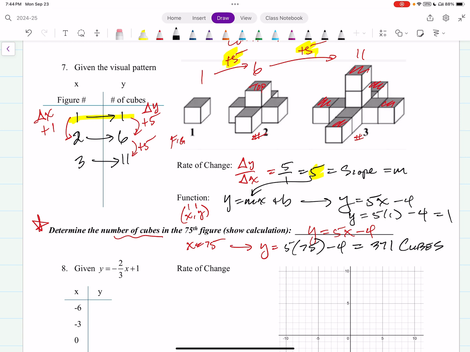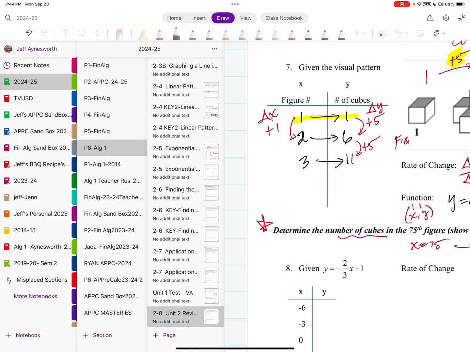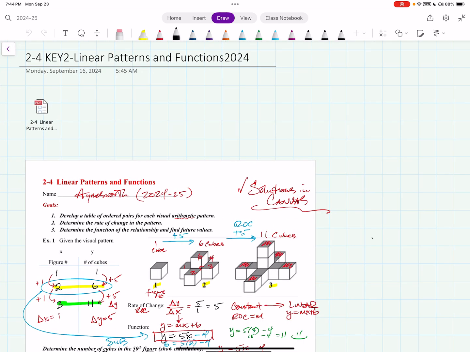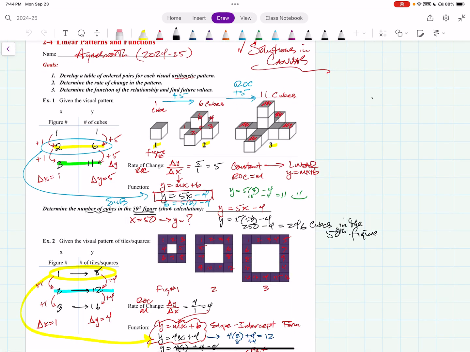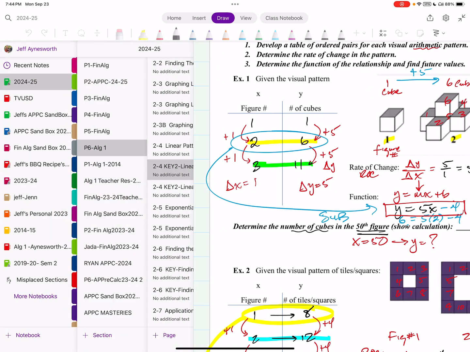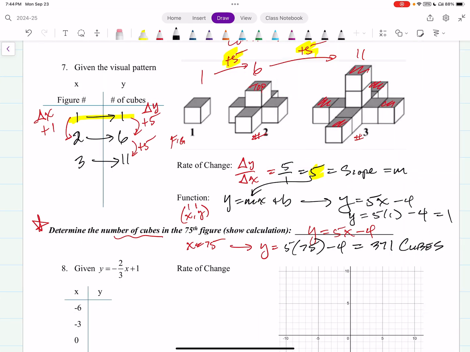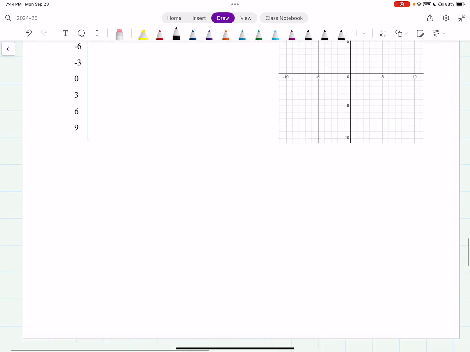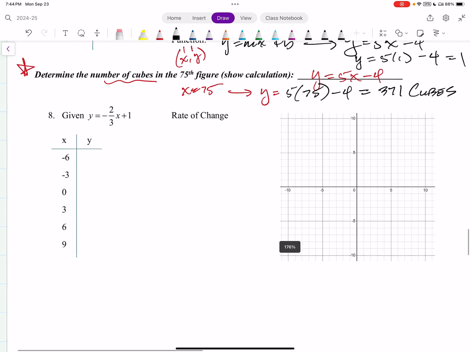Okay, so again, you start counting using the visual pattern, organize it, find the rate of change, find the linear function, and then use it to predict. That's it. We did that so many times. Let me show you. Oh, look at there. It's this problem right here, but I just changed it slightly from the 50th to the 75th. Like I said, we're reviewing. Okay, next one. Oh, not the last one, we've got a few more to go.